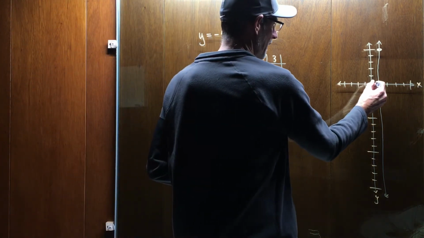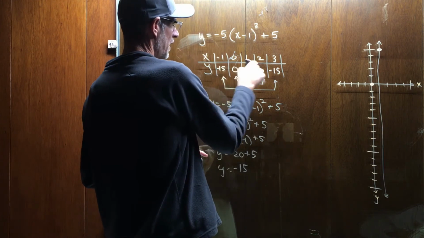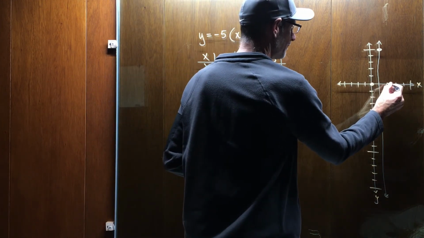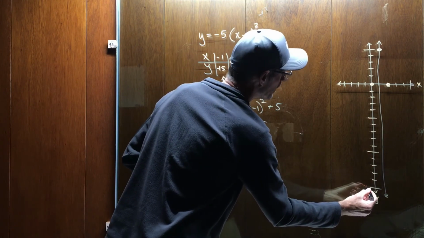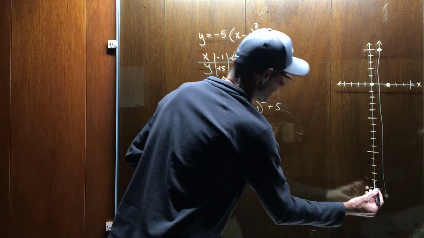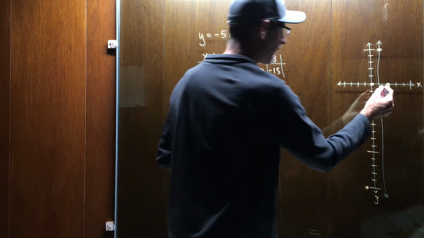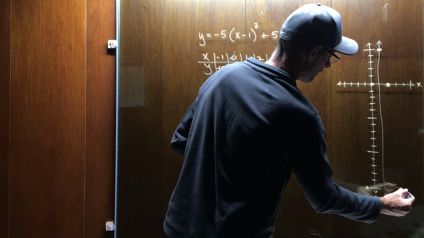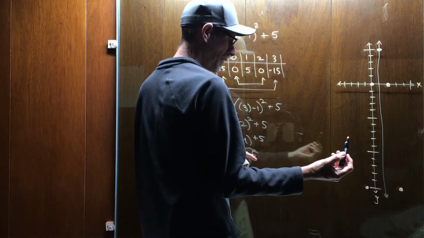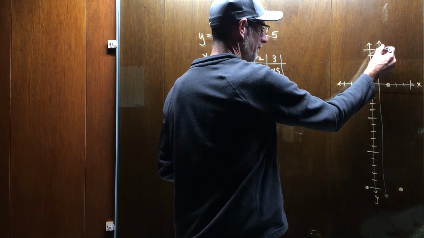So over 0 and up 0, over 2 and up 0, -1 and down 15, and +3 and down 15. And so my parabola will look like this.